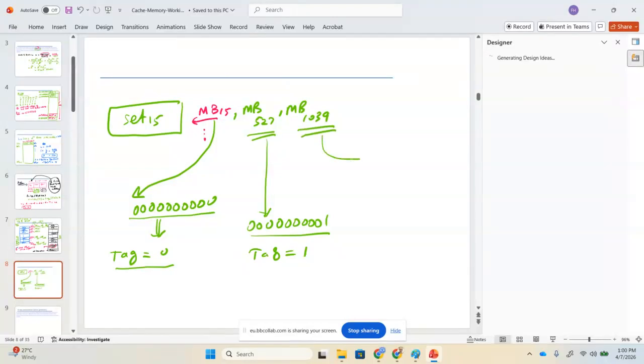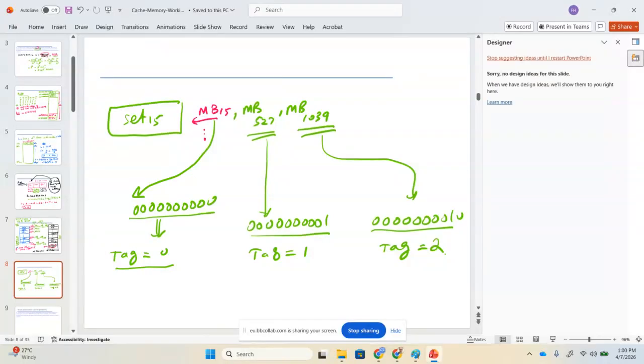And what will be the tag for this? Anyone help me? 1, 2, 3, 4, 5, 6, 7, 8, 9, 10. Please remember, all of these tags are in binary. What will be this tag? Clear or not clear? Clear. Okay.